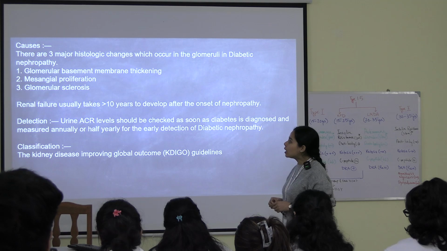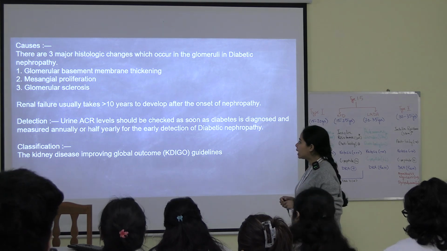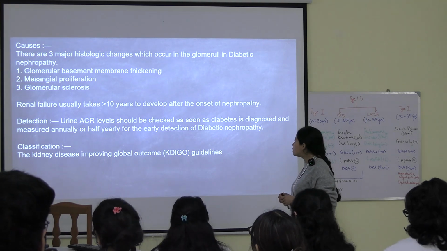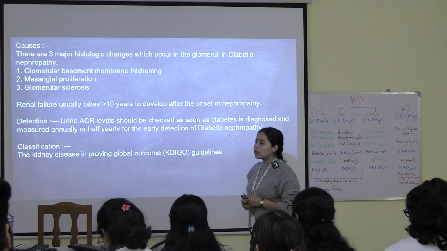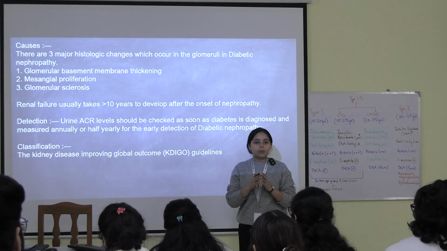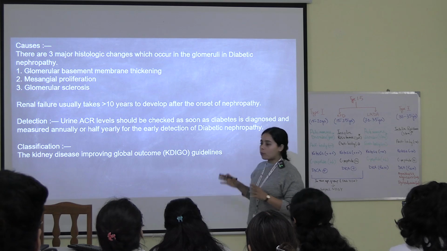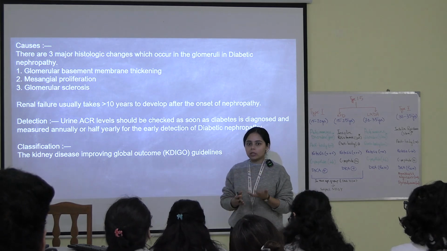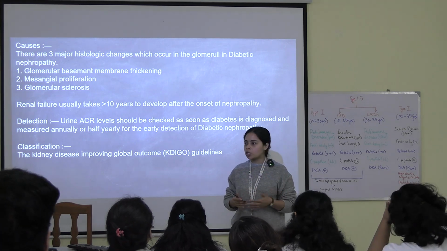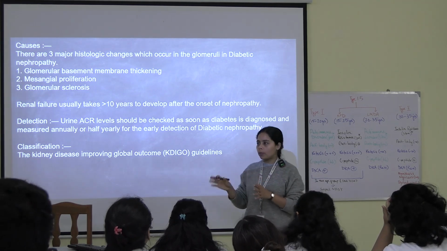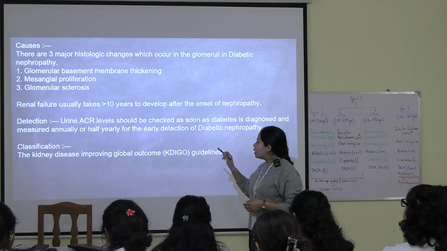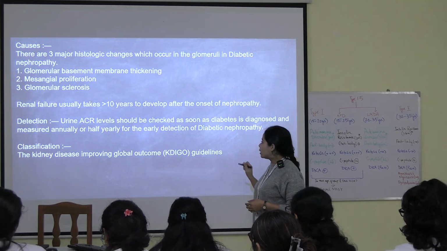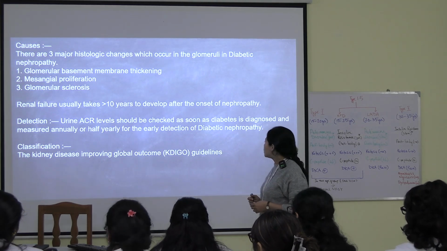Okay. Then renal failure usually takes more than 10 years to develop after the onset of nephropathy. Suppose if the patient develops diabetic nephropathy, it means what? Kidneys are not functioning properly, right? So the patient starts oral medication or dialysis or whatsoever to maintain it. Renal failure usually takes more than 10 years to develop after the onset of nephropathy.